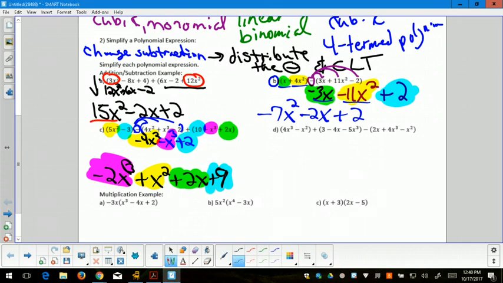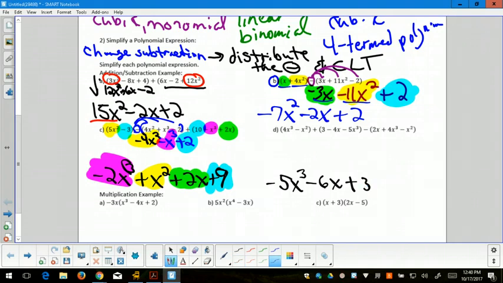All right, letter D. Does anyone have an answer for letter D? I got negative 5x cubed minus 6x plus 3. Raise your hand if you also got that answer. Many of you, but not everyone has their hand up. So let's take a look real quick.